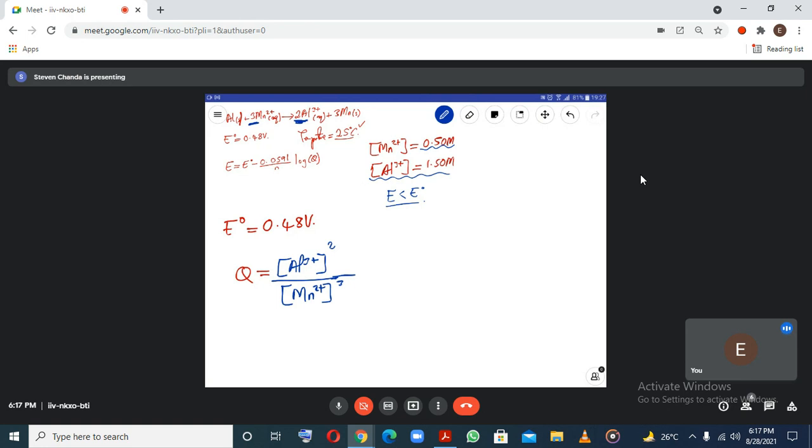Once you've reached here, the tough part is done. You just plug in the concentrations. For aluminium we found 1.50 molarity, then we put the 2 there. For the manganese ion, we put 0.5, then it's a 3 for this one, right? So the value of your reaction quotient is 18.